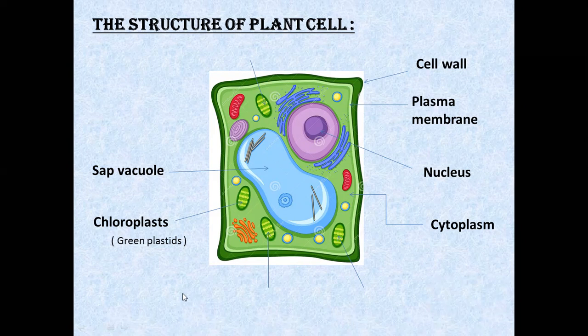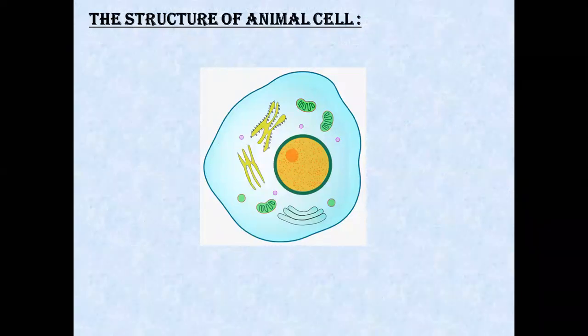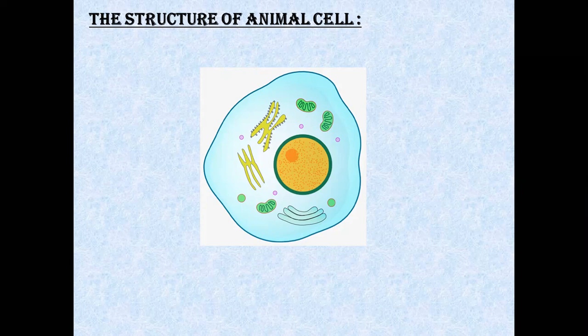Then we will go to the structure of the animal cell. This is a photo of an animal cell. Sure, it's completely different from the plant cell. It's different because the plant cell is a part of plants, but the animal cell is a part of animals and humans. So sure, they have different structures.